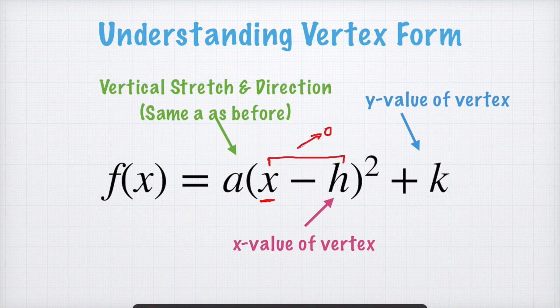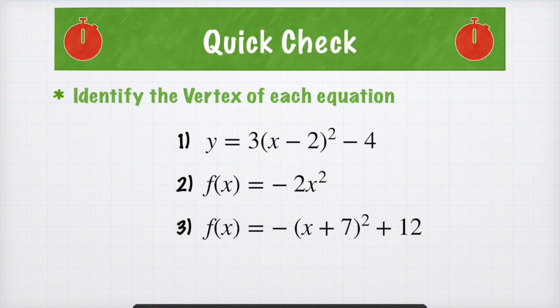Well, how is x minus h going to be equal to 0? X minus h is going to be equal to 0 when x is equal to h, and then we get h minus h, which is 0. So at that point, when x is equal to h, we get out a k value, and that's going to be our vertex. That's going to be our lowest or our highest point.